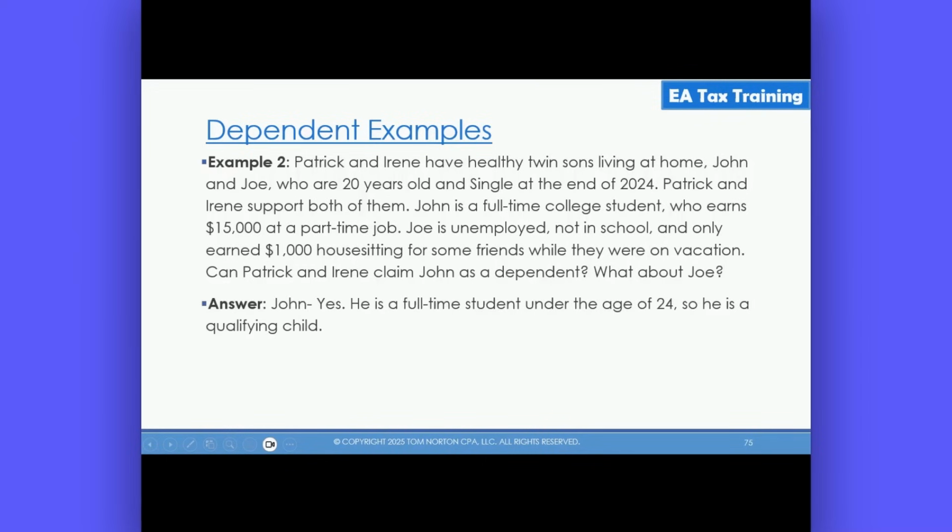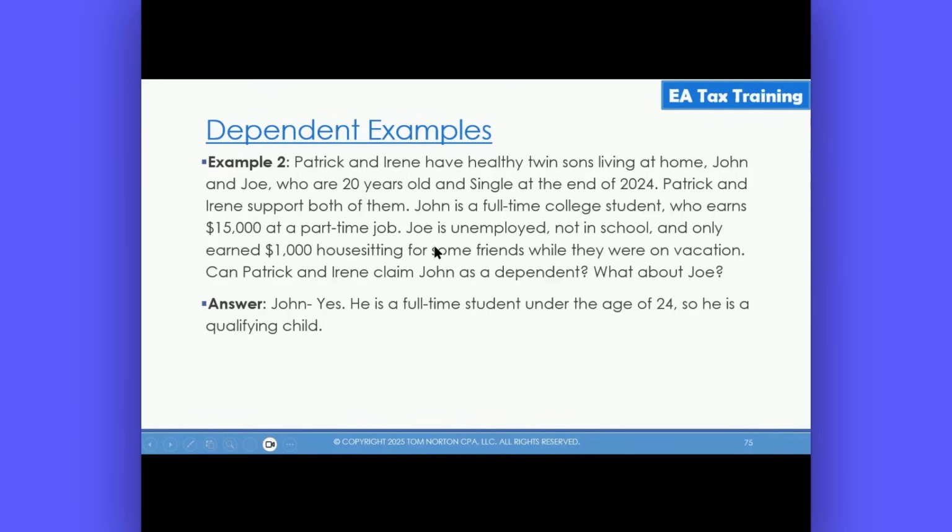So we do know that John counts as a qualifying child. He is under age 24. He is a full-time student. He counts as a qualifying child. Therefore, Patrick and Irene can claim John as a dependent. So now let's talk about Joe.